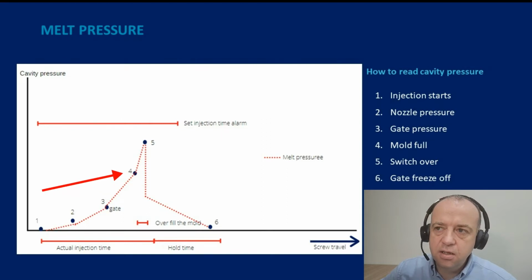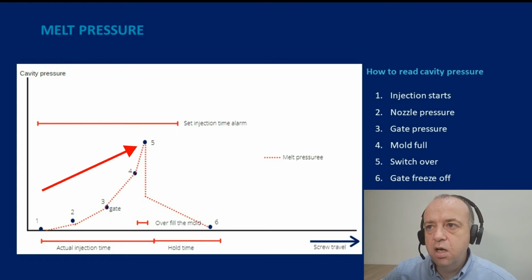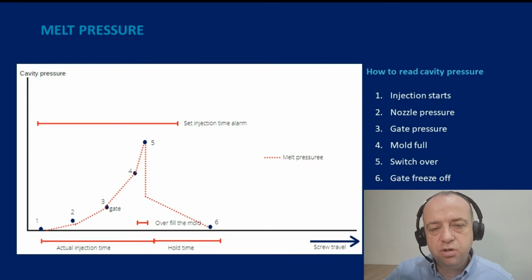The next deflection point may be where the part is full, and if we, for whatever reason, overshoot, we may switch over at a later point up here, position 5. So we're switching over at that point to this lower holding pressure. Now we need to be mindful that overfilling the mold is never a good thing. We usually try to switch over at 95 or 98% full.